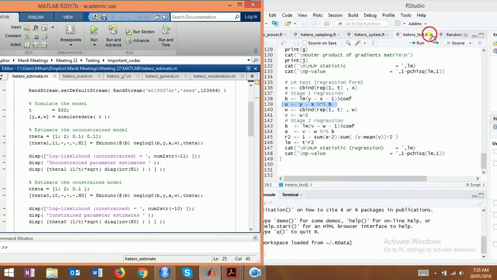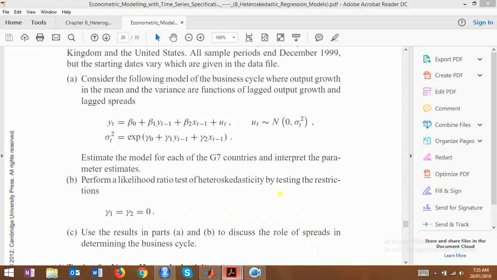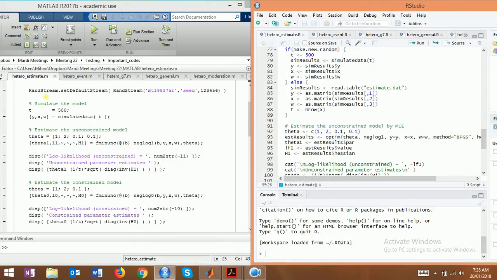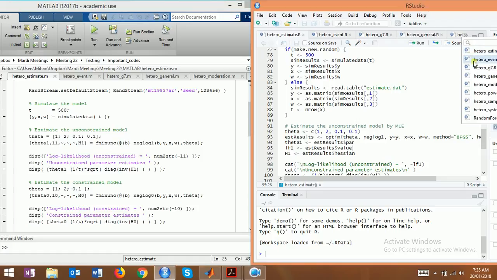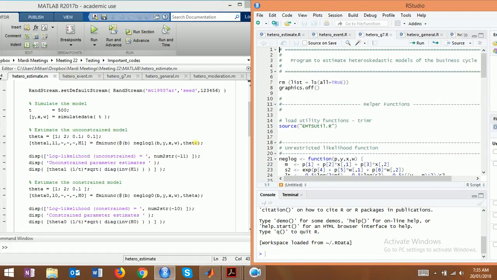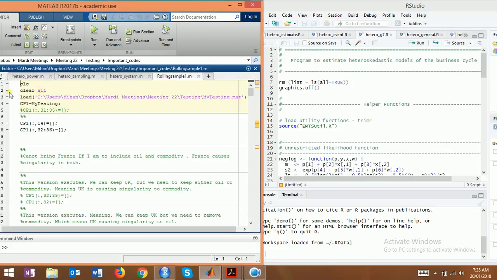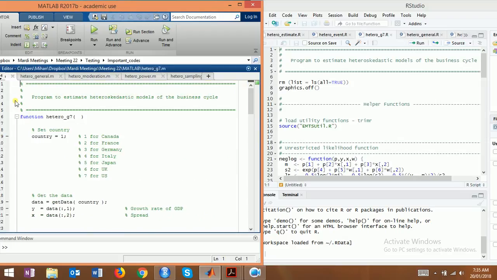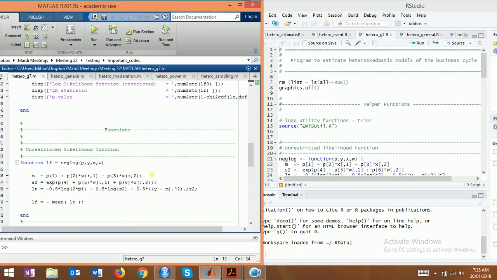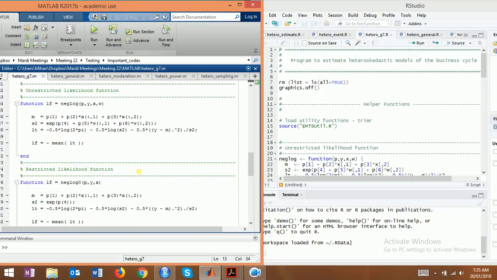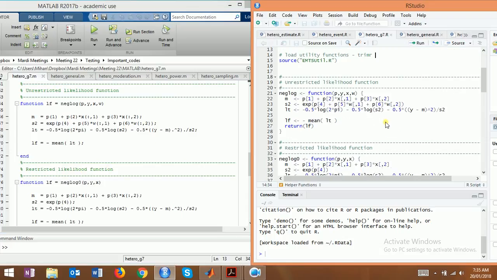This was pretty easy. Now this time the problem is identified as hetero G7, so we need to go to hetero G7 here. Estimate done. So we are going to need to look into hetero G7. First of all, is there any log function? Indeed, we need to estimate parameters. So we have unrestricted and restricted log likelihood functions. Very easily this is done, where neglog p, y, x, and p is the parameter to estimate.